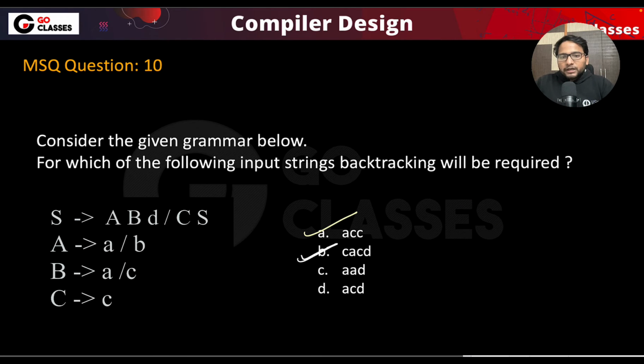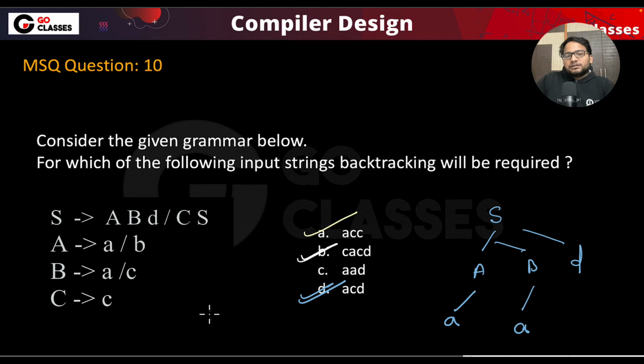What about option D? Let's just check. So this is capital S, which will give you capital A, capital B, small d, right? And then this capital A will give you small a. This capital B will give you a small a first. So this is matching, but this is not matching. So you need to backtrack at C, and then you will say it is successful. So at least one backtracking again you need at this D also. So that's why A, B, D is the answer, right? So A, B, D are the answers.